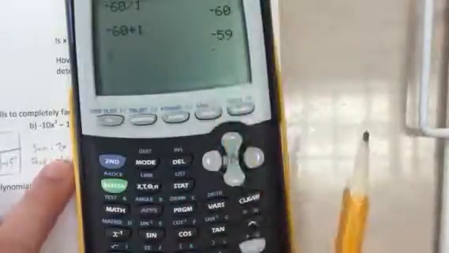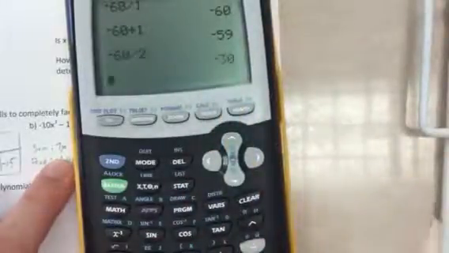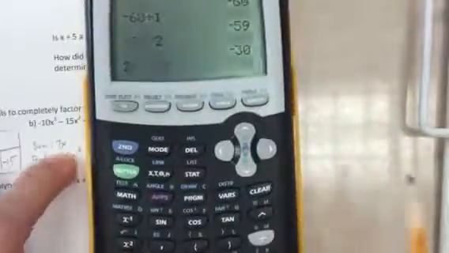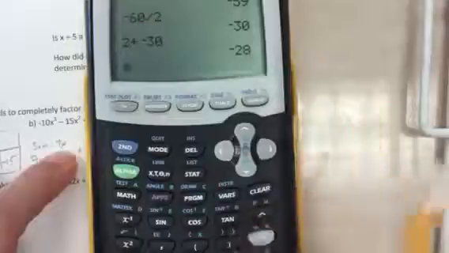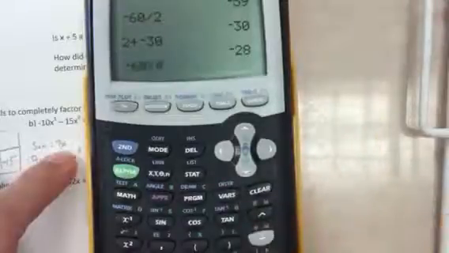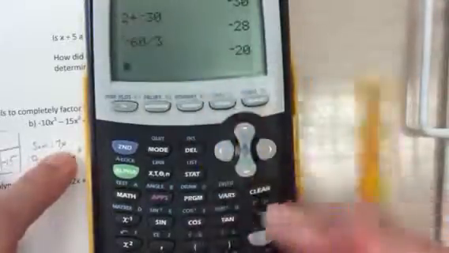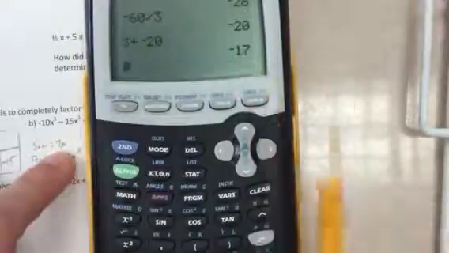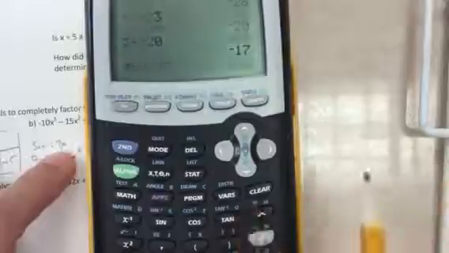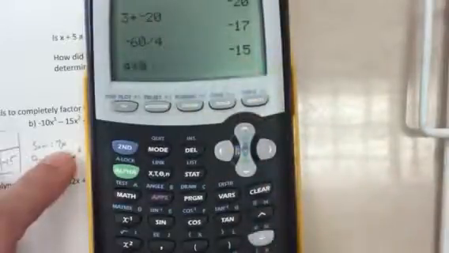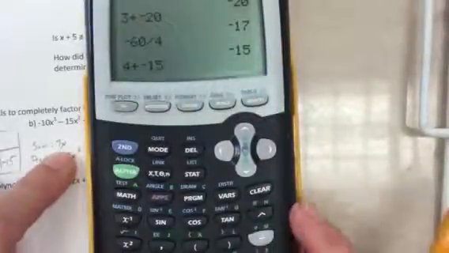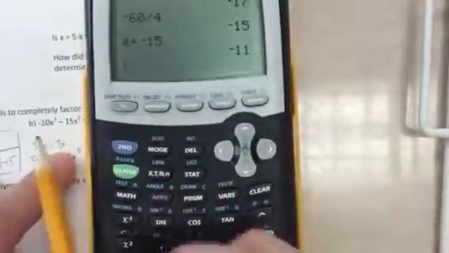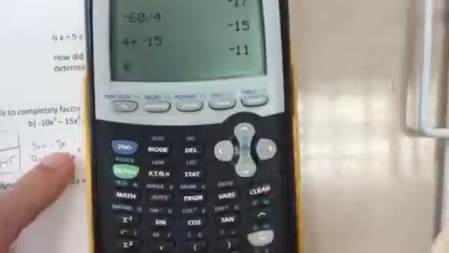No. So try negative 60 divided by 2. 2 and negative 30 are factors. Do they add to 7x? No. So try 3. Negative 60 divided by 3. 3 and negative 20 are factors. Do they add to 7x? No. So try 4. And you just go through consistently. And if you go through consistently, you'll know you didn't miss anything. Do 4 and negative 15 equal positive 7? No.